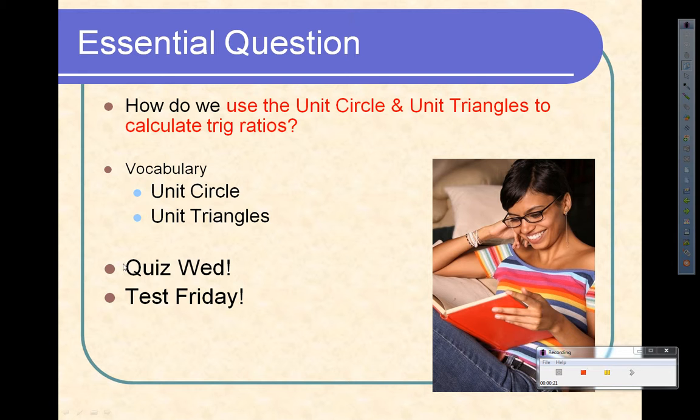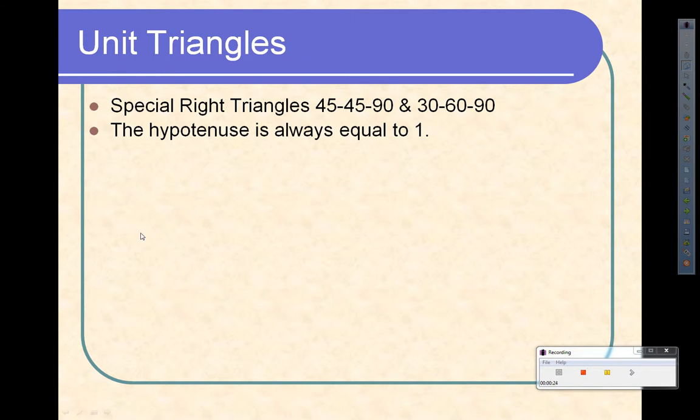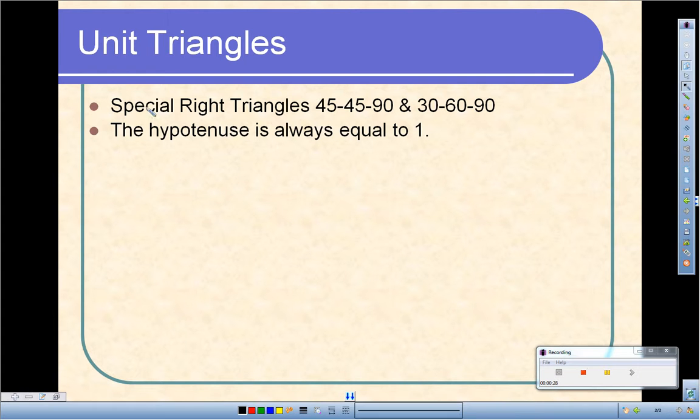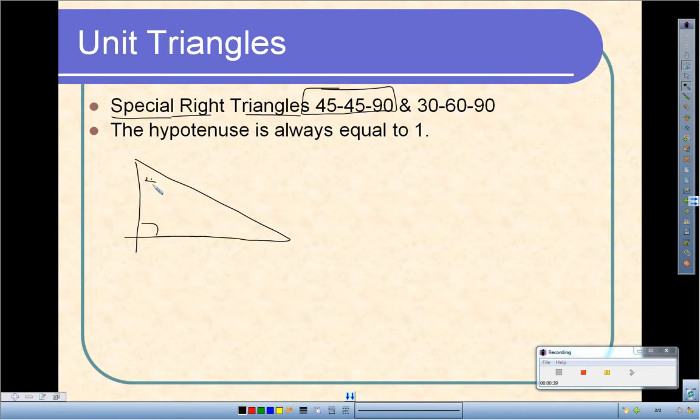Alright, let's jump into today's lesson by reviewing a little bit of the topics that you covered in 10th grade math. If you remember, there were some special right triangles that you learned in 10th grade. One of those was the 45-45-90 triangle. That means you have a 90-degree angle and the other two angles are 45. What made this special was that in a 45-45-90 triangle, the two legs are the same length.